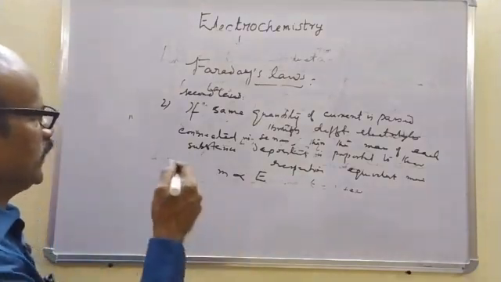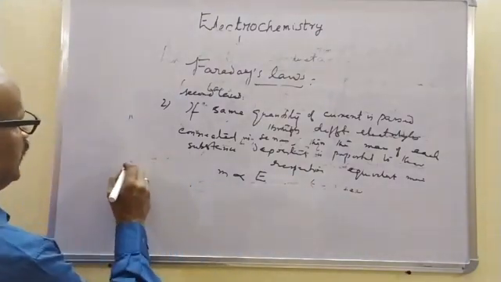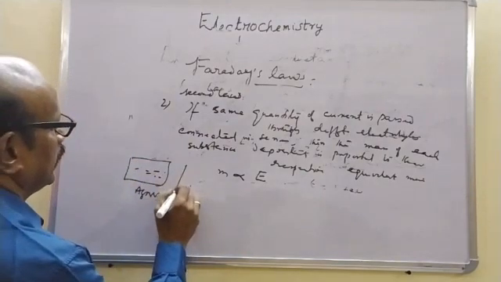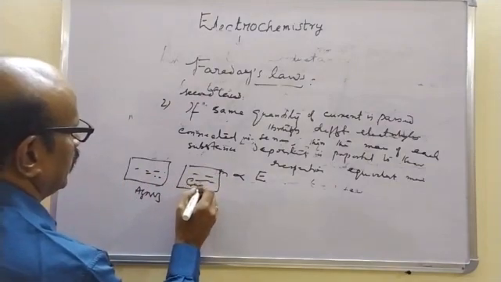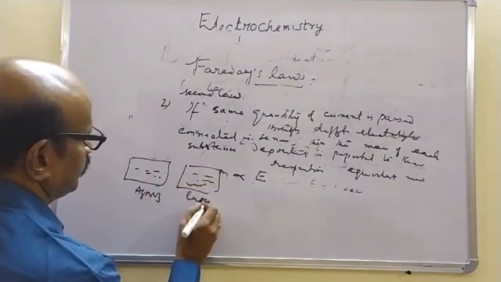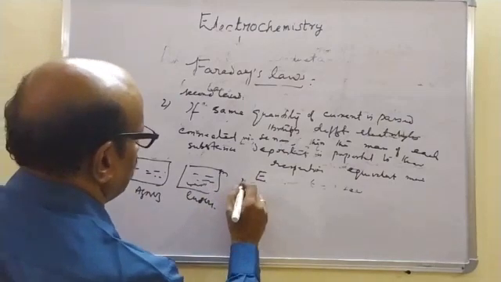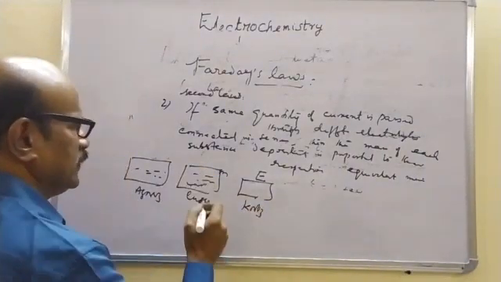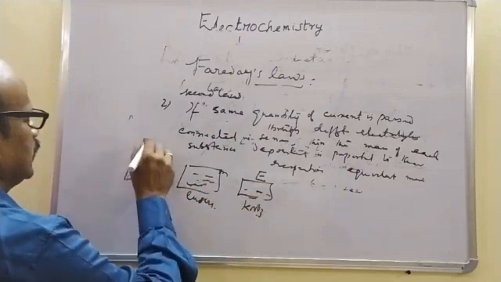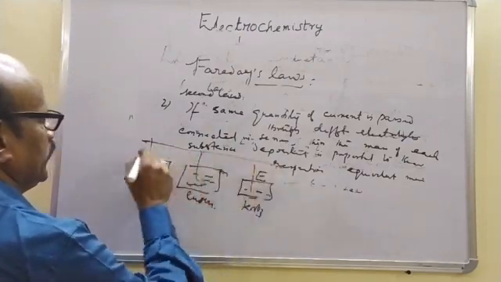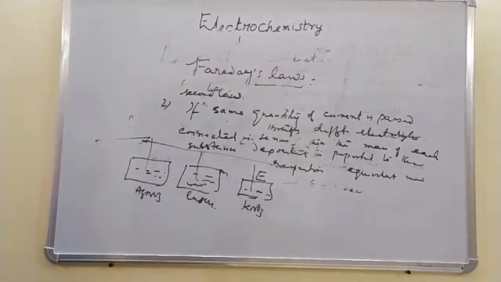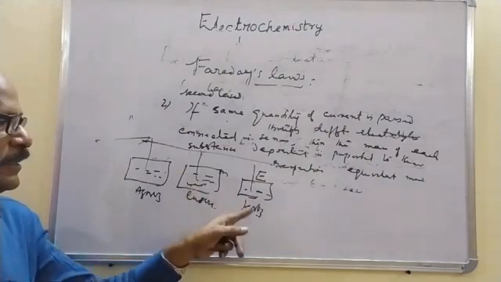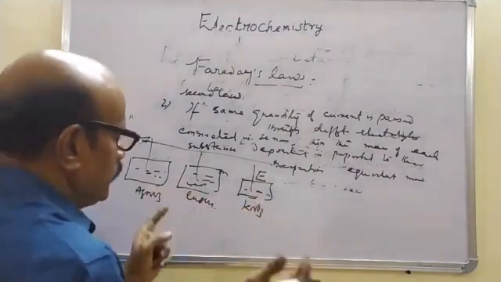For example, suppose we have, as I mentioned, an AgNO3 electrolyte, and the other is a copper sulfate electrolyte, and the other is potassium nitrate, KNO3 electrolyte, connected in series such that the same quantity of electricity is passing through the electrolytes. Then silver is deposited on the cathode here, copper is deposited here, and potassium is deposited here, in the respective electrodes.